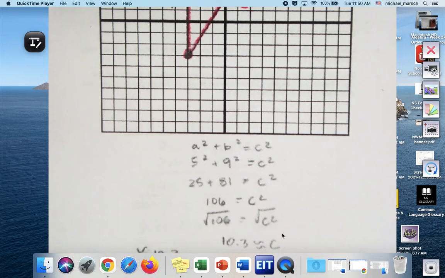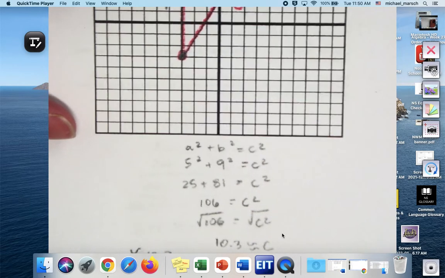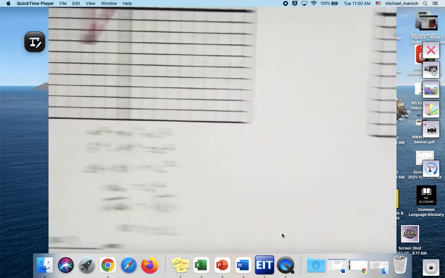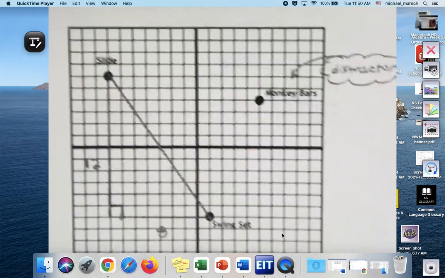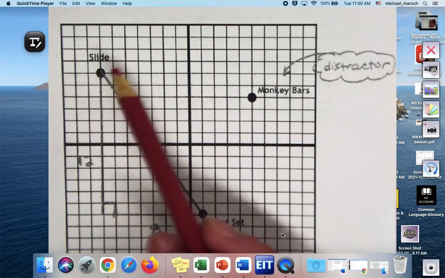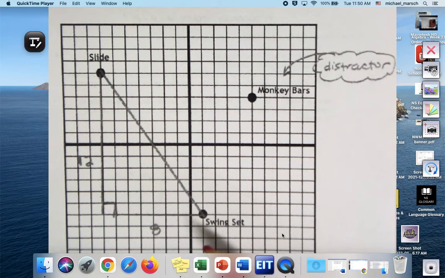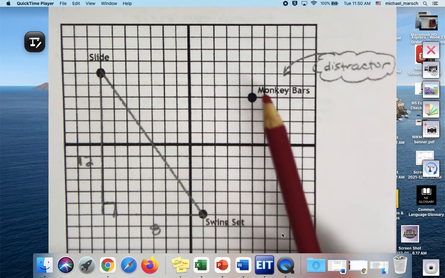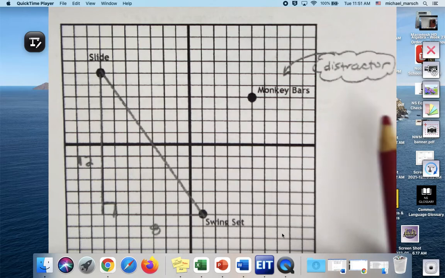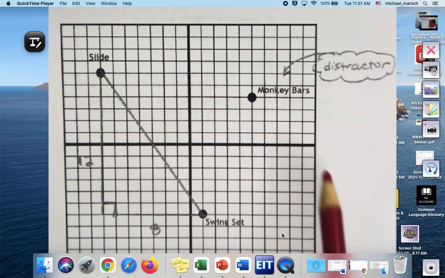Now I told you to skip number 6 because number 6 has a distractor. So they want to know the distance between the slide and the swing set. Without fail, I will always have a student that tries to somehow include the distractor. We're not talking about the monkey bars at all. The monkey bars are not important. I promise there will be a distractor on the quiz tomorrow. Promise. Don't get distracted.